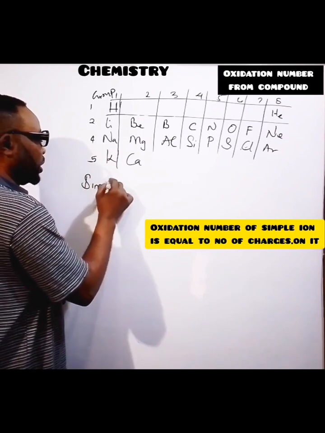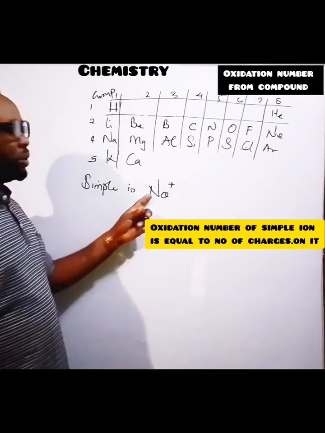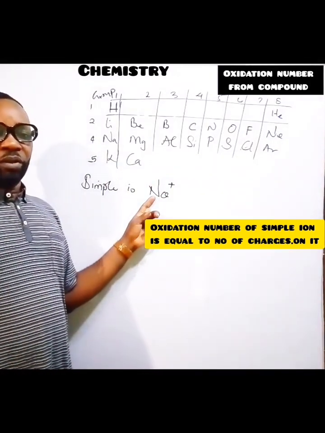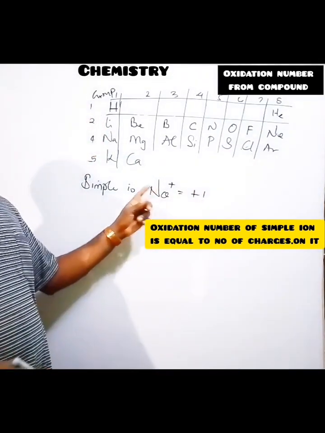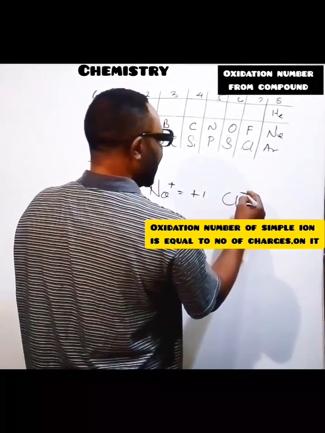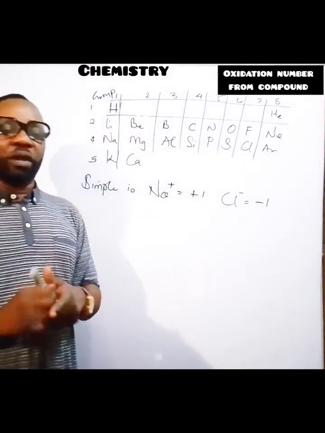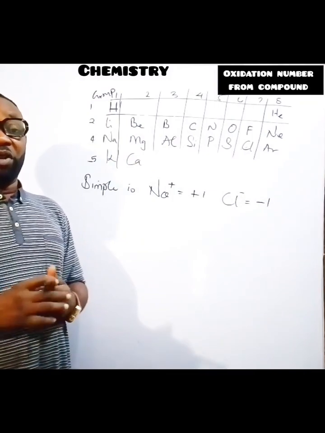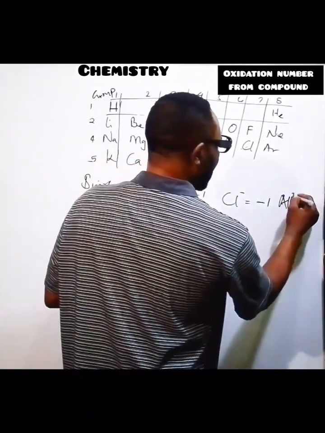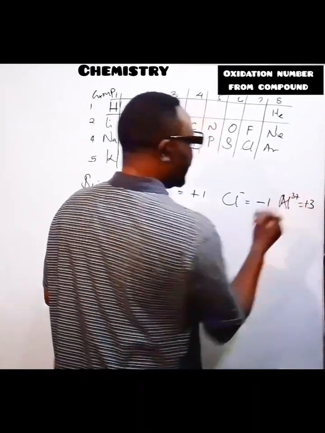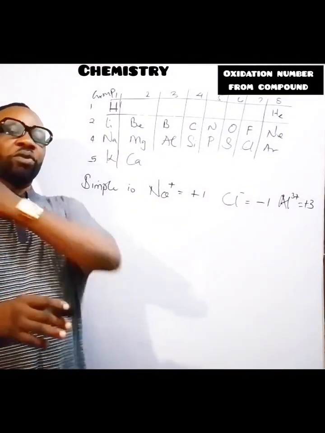If I'm talking about simple ions, I'm talking about oxidation number of ions such as Na+, this is sodium ion, which is equal to +1. We can have an example of Cl-, which is equal to -1, and so on and so forth like that. You can also have aluminium, Al3+, which is equal to +3. That is the first rule that I want you to take note of.